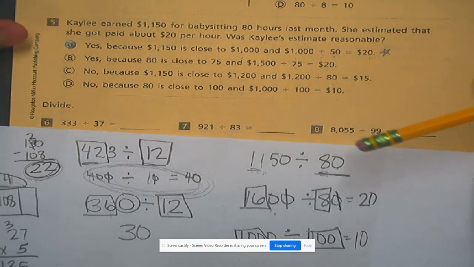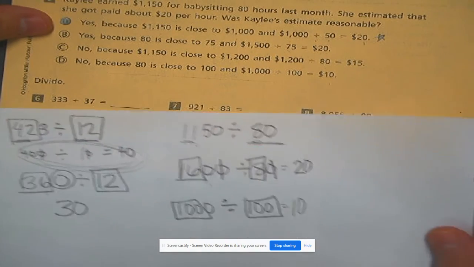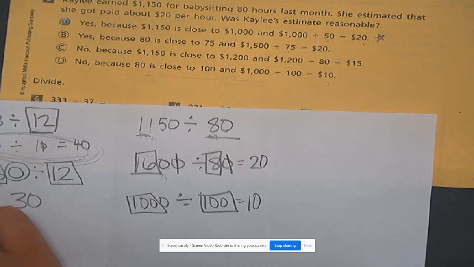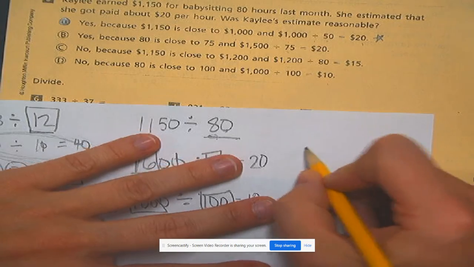Okay? All right, 333 divided by 37. I started with an array model, so now I'm going to do partial quotient. So how do I set it up?